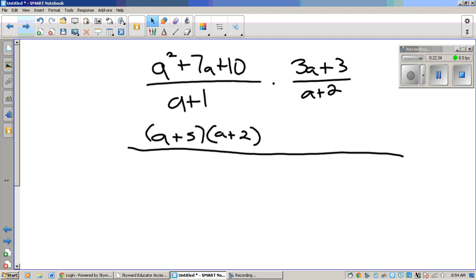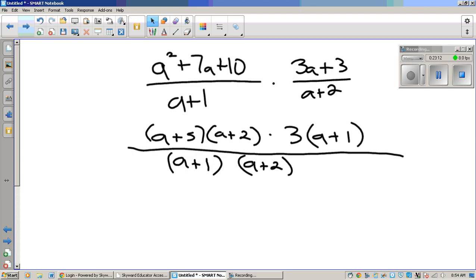And then can I factor 3a plus 3? Jaden, can I factor 3a plus 3? Is there a greatest common factor? Oh, yeah. 3, right? So this would be 3 times a plus 1. Can I factor a plus 1? That's simplified, correct? So I've got a plus 1. I like to put them all in parentheses. And I've got a plus 2.